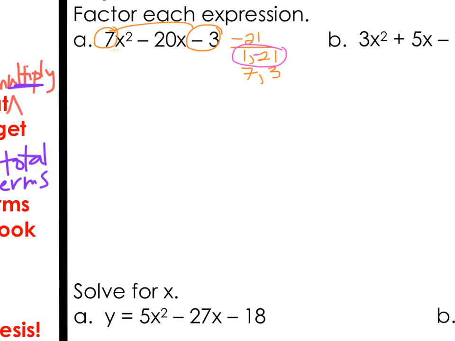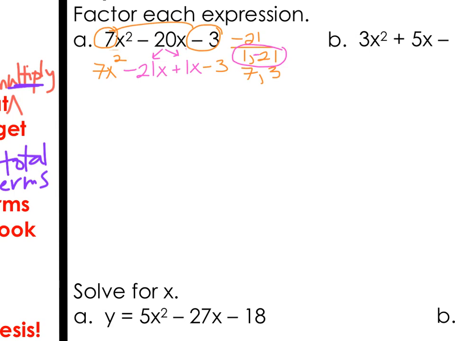Once you know that pair, the next step is to break down that bx term in the middle. So the bx term, here's what we're going to do. I'm going to take the 1 and the negative 21. I'm going to put the negative first, so I'm going to write negative 21x plus 1x. So that's splitting that bx term. I took negative 20x and I split it into negative 21 plus 1. The rest of the terms just drop straight down. So I'm going to keep my 7x squared first, and I'll keep the minus 3 last. And that's known as splitting the bx term.